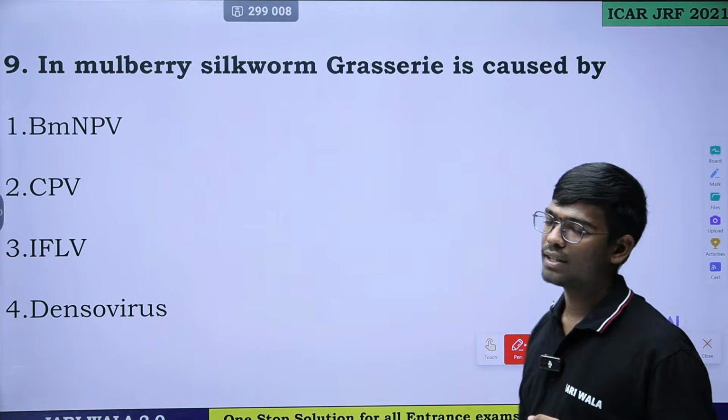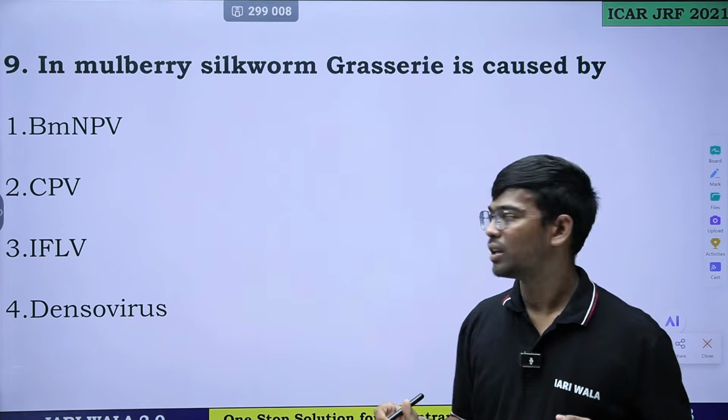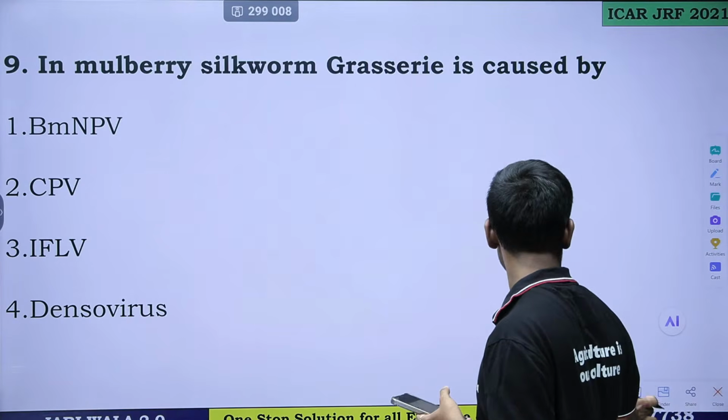Here we will discuss the silkworm diseases. I like a flow chart. In the previous slide there was no space, so here I am mentioning it.